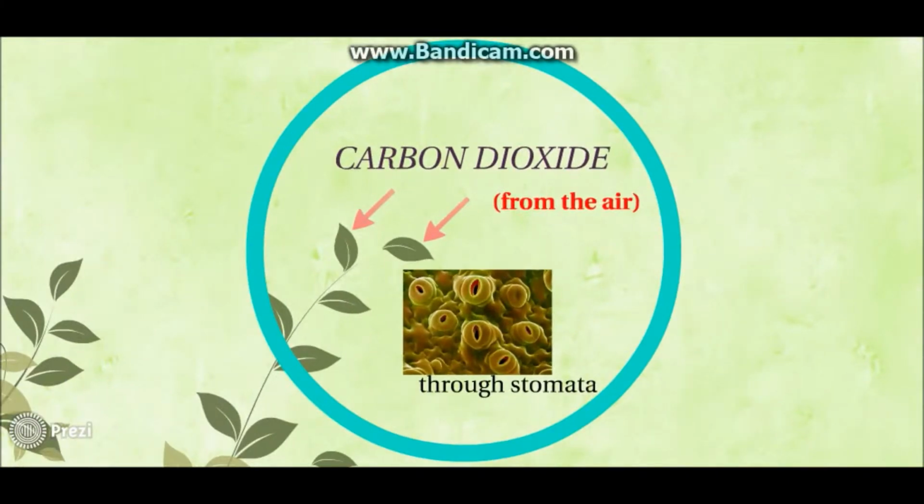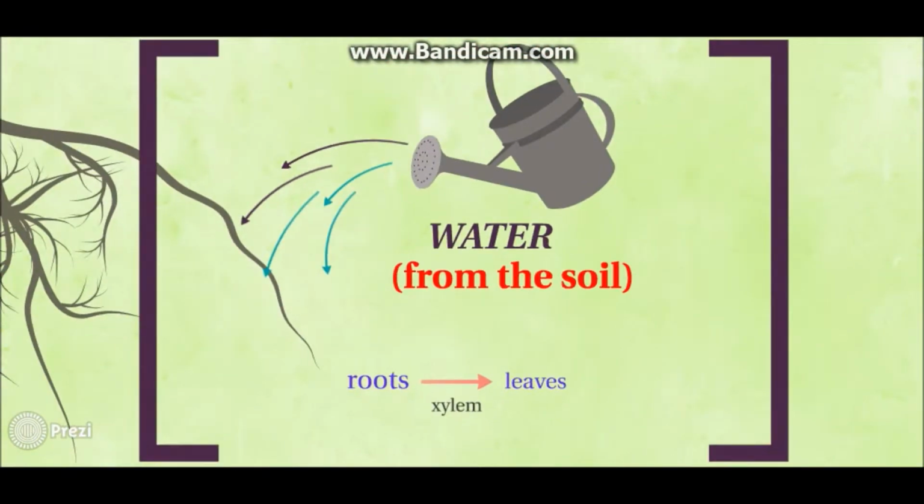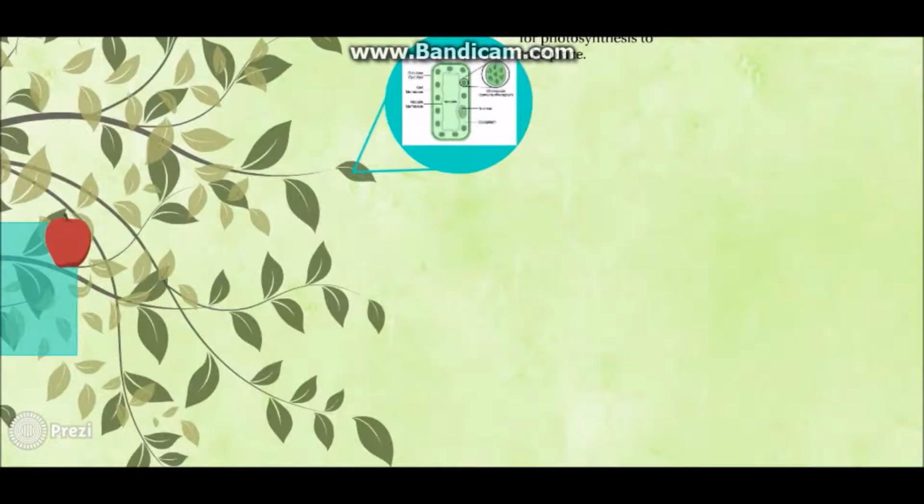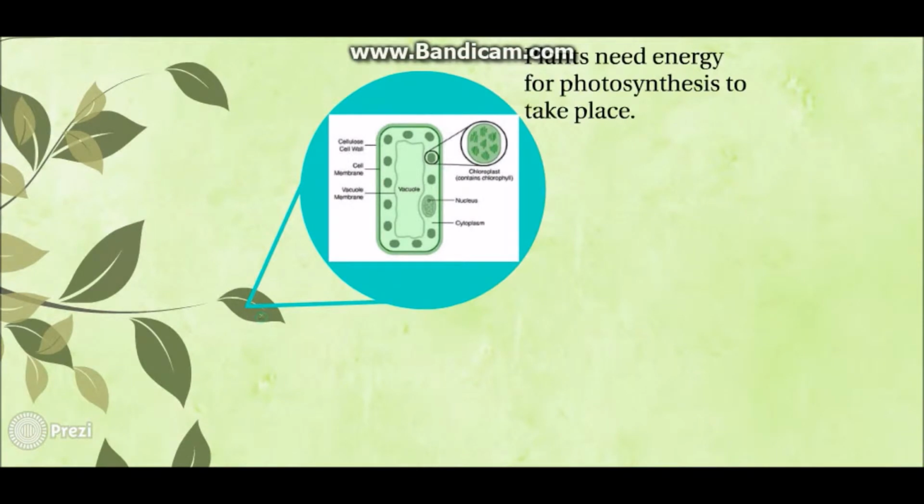Carbon dioxide in the air diffuses into the leaves through stomata. Water is absorbed by the plant's roots from the soil and is transported from the roots to the leaves by the xylem. Plants need energy for photosynthesis to take place. The energy for photosynthesis comes from the sun.